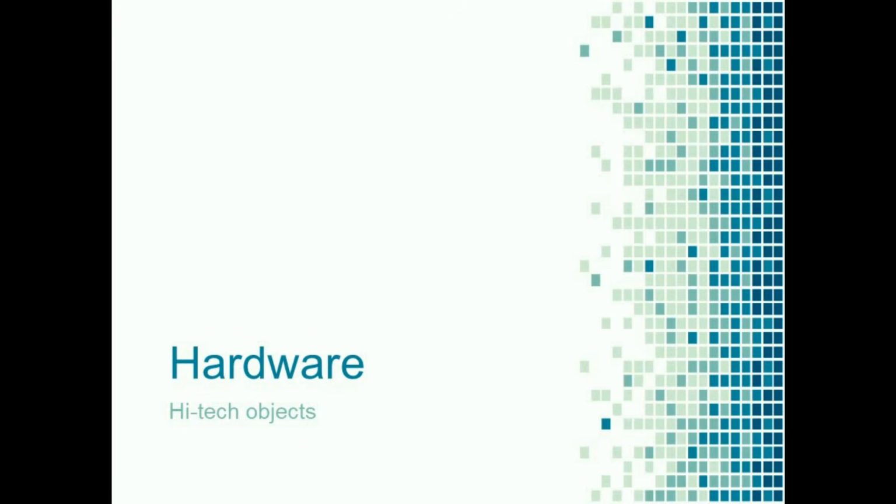First, we're going to look at hardware. Hardware means the physical items of technology. For example, a computer is a piece of hardware, but also the different parts of a computer, like the keyboard, the monitor, and so forth.